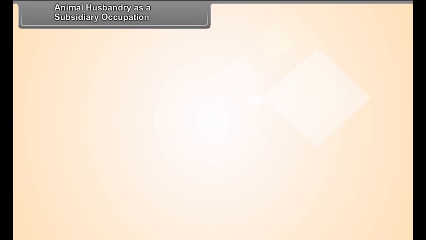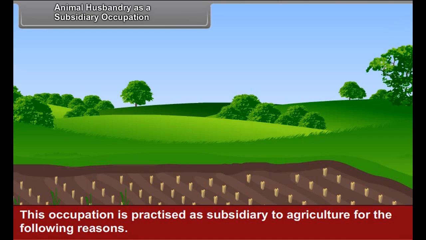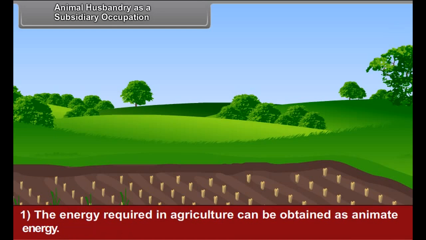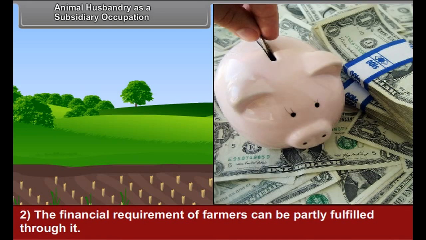Animal husbandry as a subsidiary occupation. This occupation is practiced as subsidiary to agriculture for the following reasons. The energy required in agriculture can be obtained as animate energy. The financial requirement of farmers can be partly fulfilled through it.